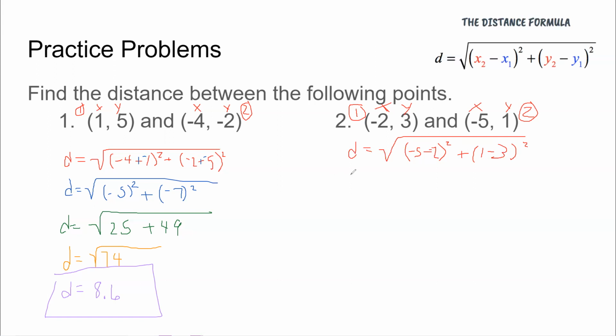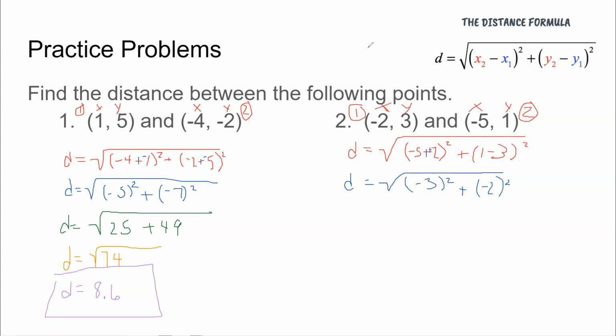Now we're moving on to the second part, where we are going to simplify our parentheses. So that first parenthesis, I see -5 minus -2. Since I have a double negative there, I'm going to KCO it, keep, change, opposite. So I'm actually going to be looking at -5 plus 2, which gives me a -3. Keep the squared, plus 1 minus 3 is -2. Keep the squared.